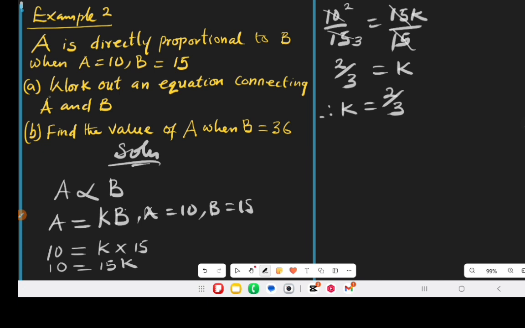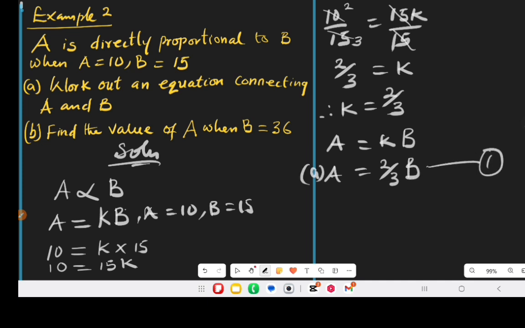Now we have to solve the A part of the question. We say work out the equation connecting A and B. The equation connecting A and B is this: we substitute the value of K, meaning we copy A equals KB. In place of K, we put 2 over 3 times B. So this answers our first question A. We call this equation 1.